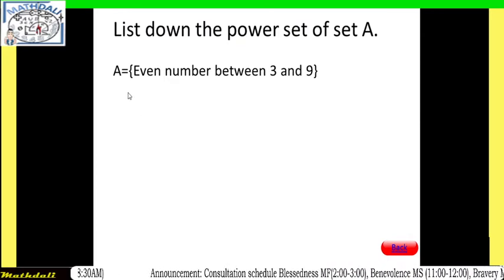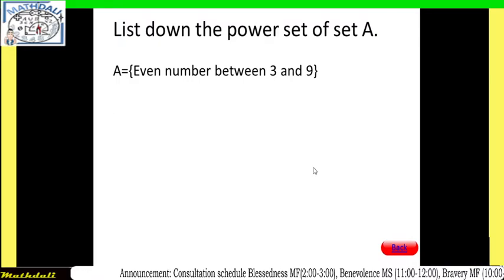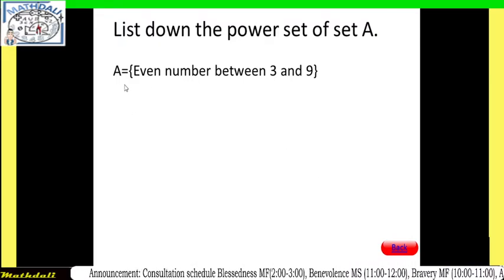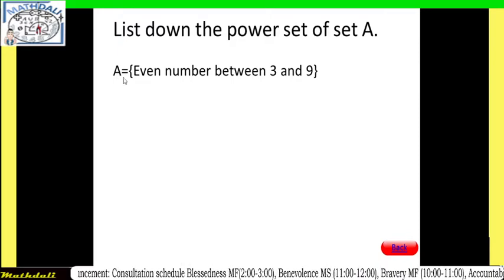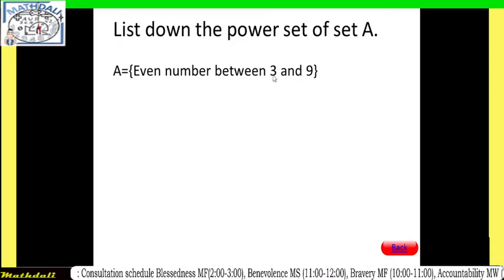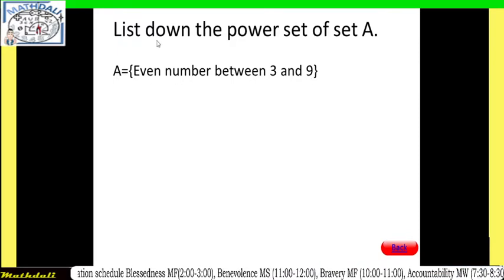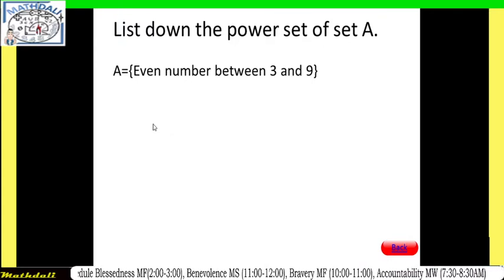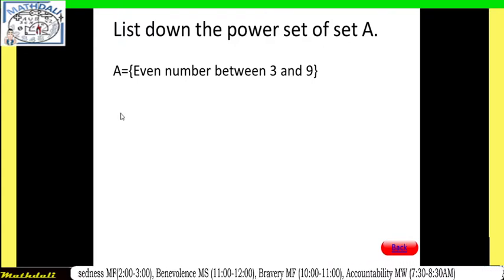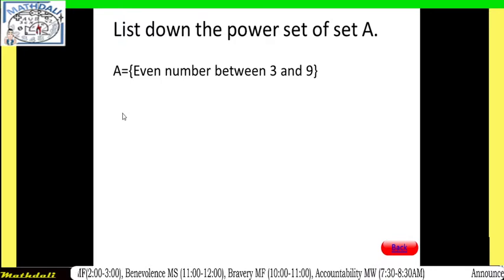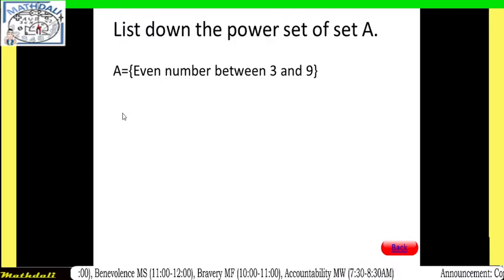Last example or activity. Since this is the last lesson, let us have set A: even numbers between 3 and 9. What we're going to do is list down the power set of set A. So first, we're going to identify how many subsets there are.